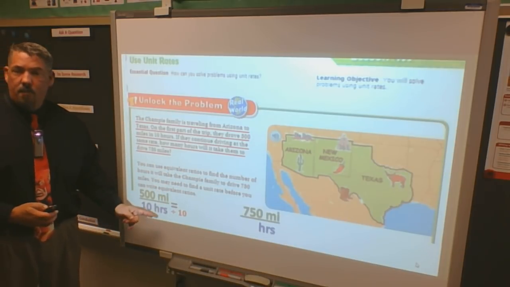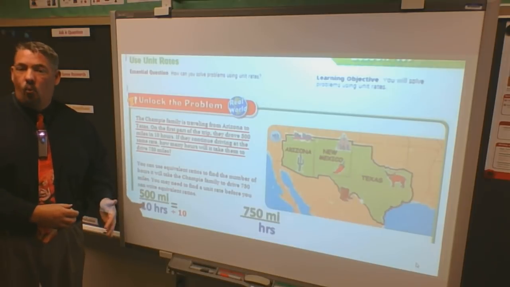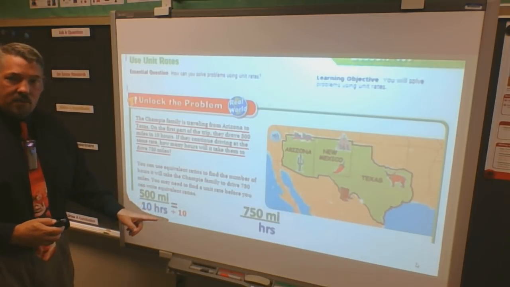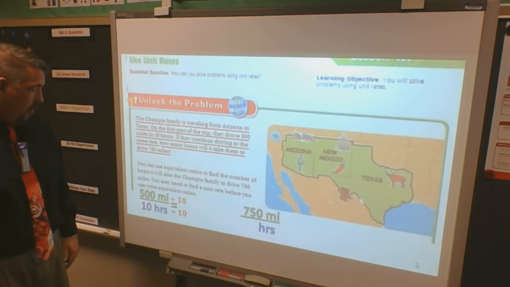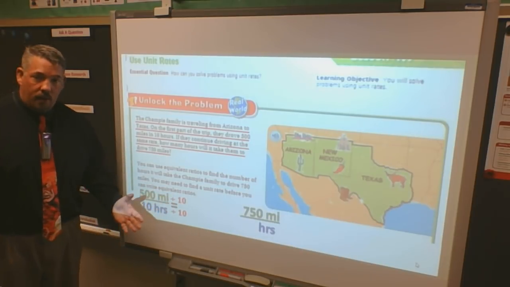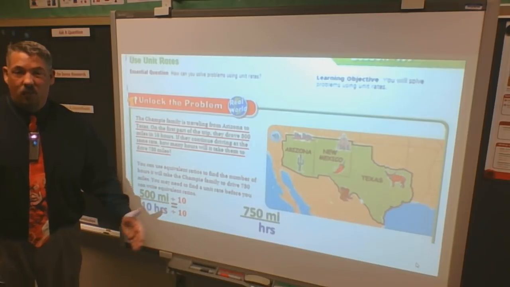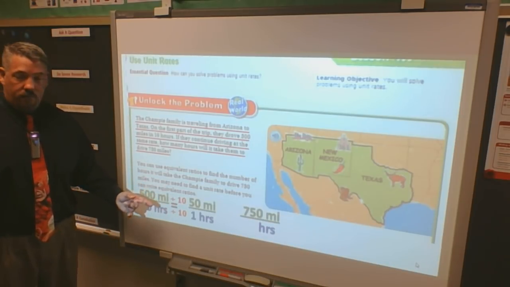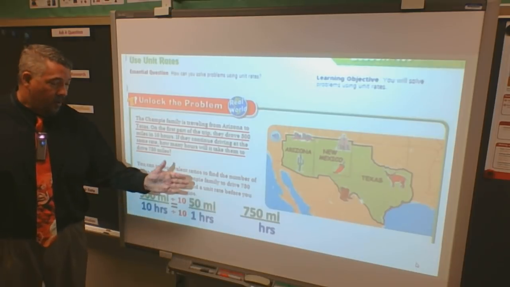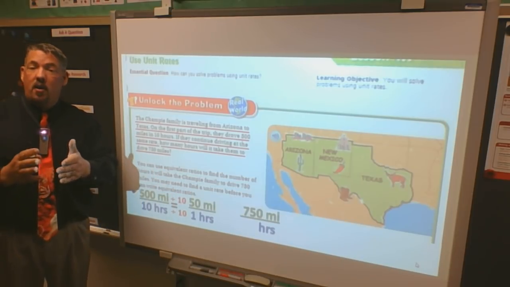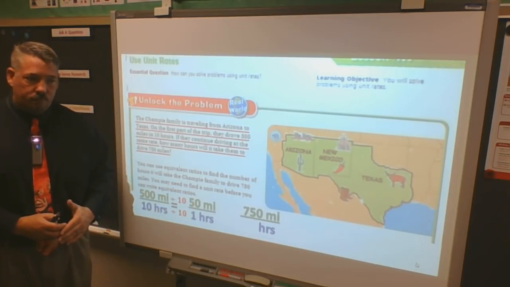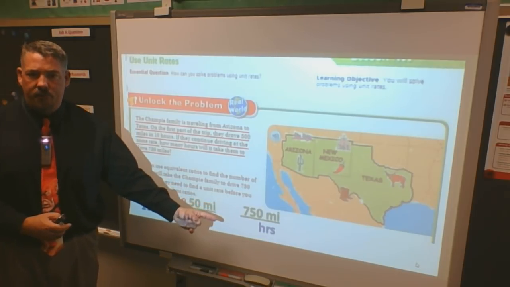I know I'm going to divide by 10 because I need a denominator of 1 every time I'm using my unit rate. So if I divide by 10 here, then I have to divide by 10 up above. When I do that, that does give me 10 divided by 10, which is the denominator of 1. Then 500 divided by 10 is 50. So I know my unit rate that the family is traveling is 50 miles per hour. But now I need to get to 750.